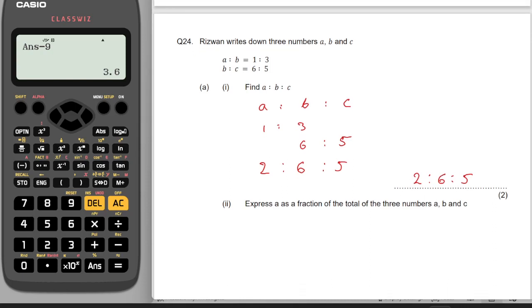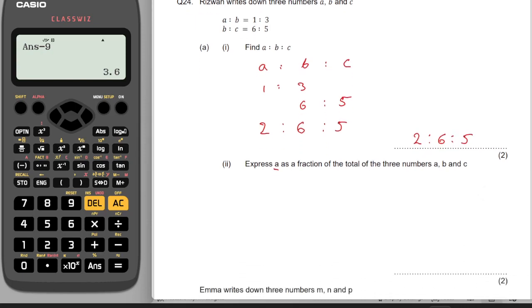Express A as a fraction of the total of the three numbers A, B, and C. So the numerator is going to be the 2, and then the denominator is going to be the three parts added together. So 2 plus 6 plus 5, which is going to be 13. So it's going to be 2 out of 13.